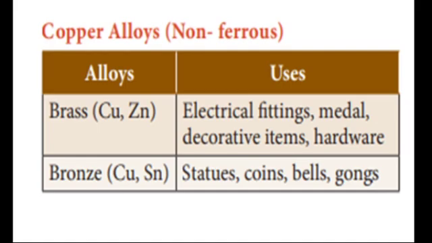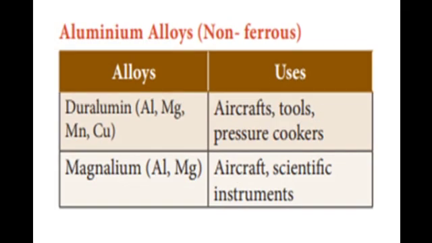Then bronze, a mixture of Cu and Sn. It is used for making statues, coins, bells and gongs, etc. This mixture is called bronze.